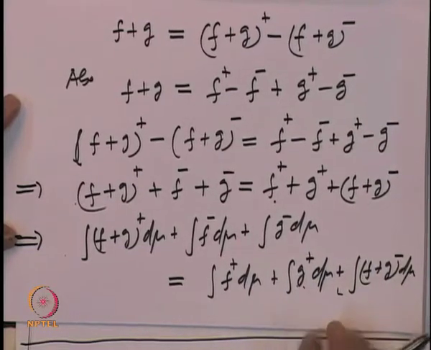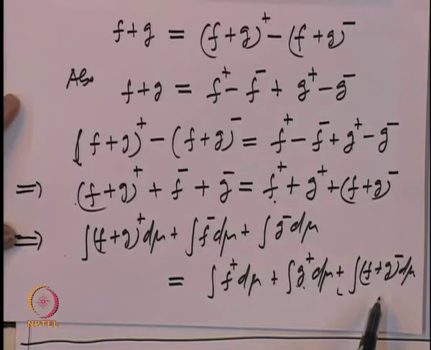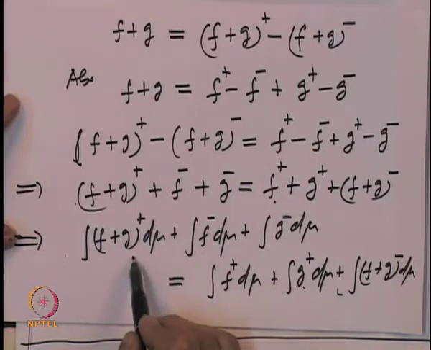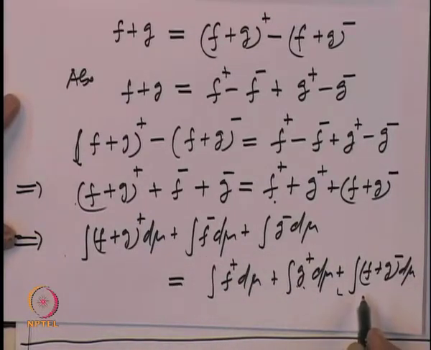And now, we observe that in this equation all the terms are finite quantities, are real numbers. That is because f plus g we have already shown is integrable. So, the first integral of (f plus g) plus is finite, the integral of f minus is finite, and similarly all the terms are actually non-negative real numbers.